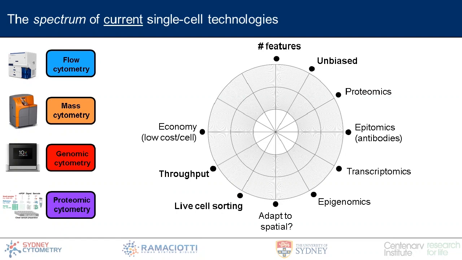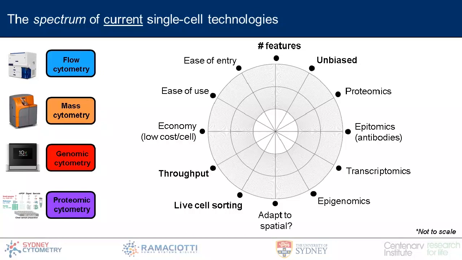And then there's some more fundamental stuff. What's the throughput like? What's the economy like? How much per cell will the experiment cost? And then fundamentally for users, there's a question of ease. Is it easy to use the technology? What's the ease of entry like for this particular technology? And if we plot each of these technologies on here, we get this very rough patterning where we get to see how these technologies compare to each other.